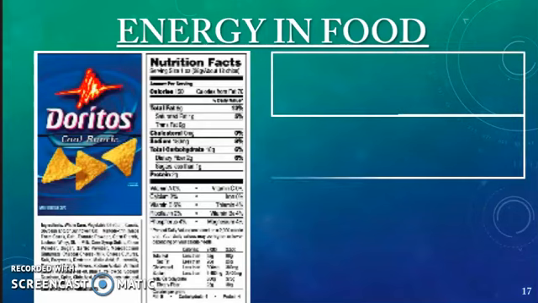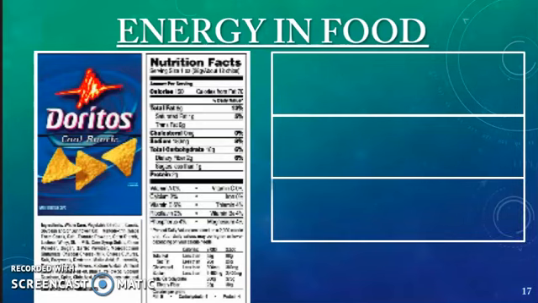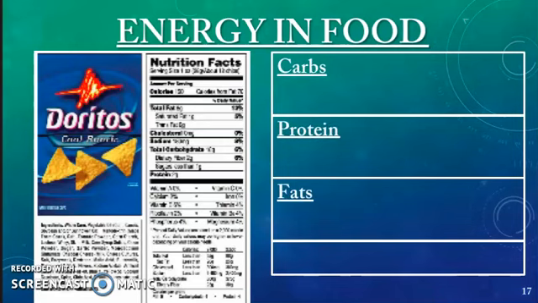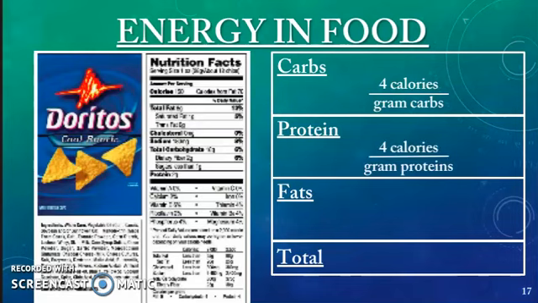So let's make a little table up here. We're going to put in this table carbs, proteins, fats, and total, and we're going to write down our conversion factors. This is what we're converting. We want to figure out how many calories we are getting in carbs, how many calories in proteins, and how many calories in fats. So we have 4 calories per gram of carbs, 4 calories per gram of protein, and 9 calories per gram of fat.